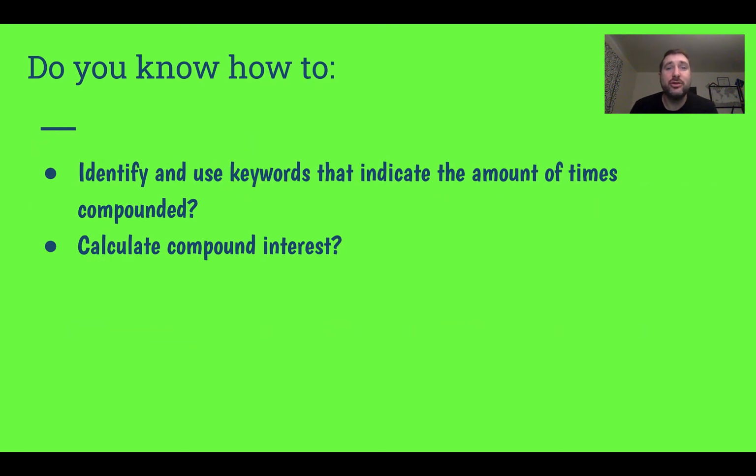After this lesson, do you now know how to identify and use keywords that indicate the amount of times that our interest was compounded? And do you know how to calculate compound interest? If you're not sure about these things, go back and look at our 2 examples, see where numbers fit in, and how we can calculate out our compound interest. And that's the end of lesson 6 on compound interest.